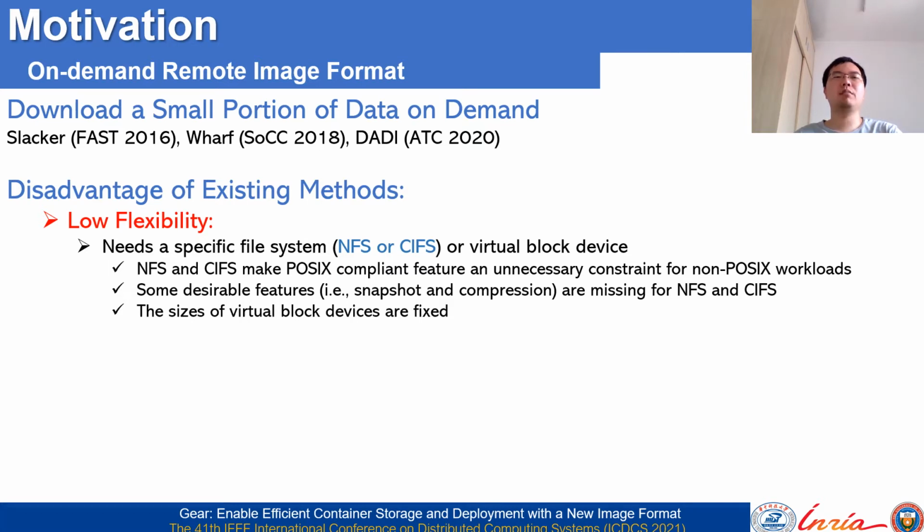A file system-based remote image usually adheres to a specific file system, like NFS and CFS. Some desirable features of popular file systems are missing for NFS and CFS. A block-based remote image needs to build a virtual block device for each container. The size of the virtual block device can't be adjusted according to the actual sizes of images.